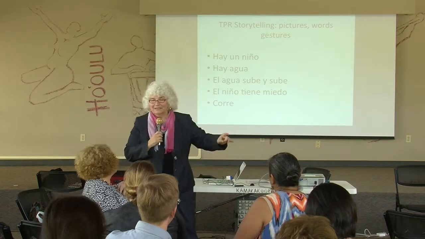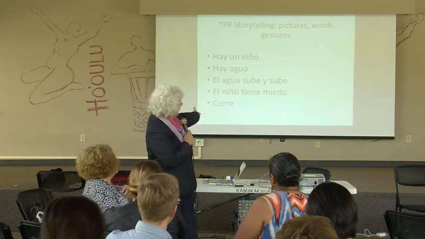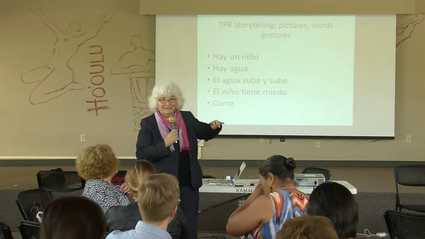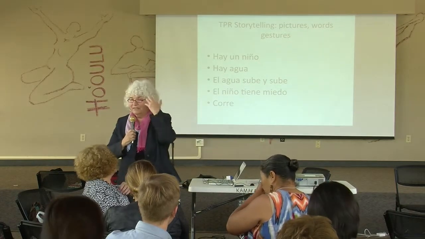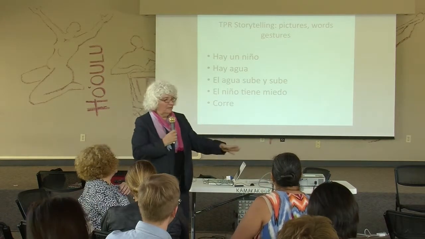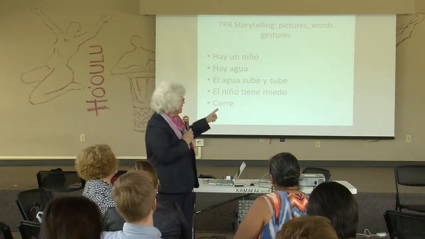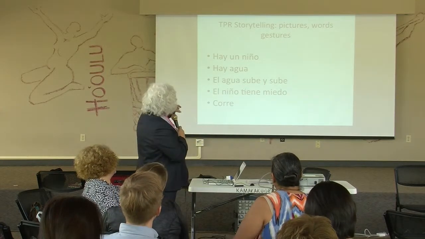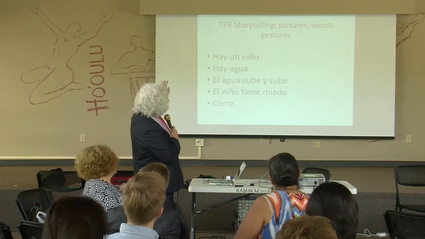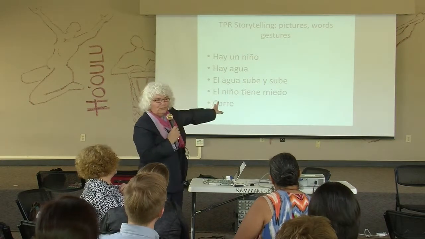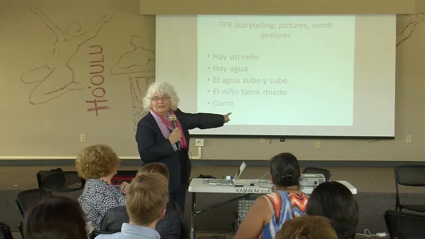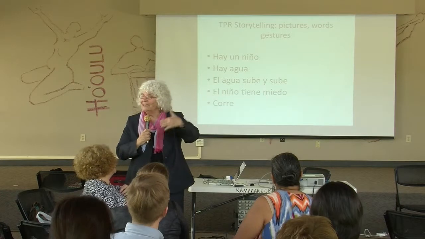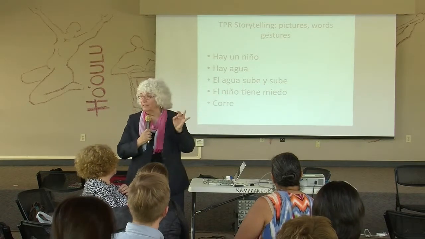Now, with the little kids, they know it already, and they don't need to see what's up there. But normally, what I would do is leave it up there, because sometimes there are kids who need to see the visual, even little ones. But I wouldn't leave it in sentences. I would just have a cue. So I would have hay, and then niño, and then agua, and then just the word sube, and tiene miedo by itself, and then corre. So they're not reading sentence by sentence. It's just a cue. It's a prompt.